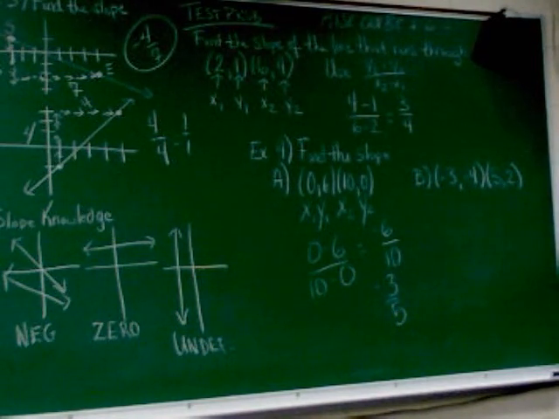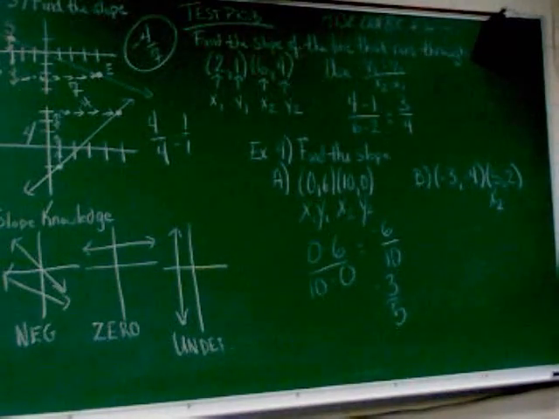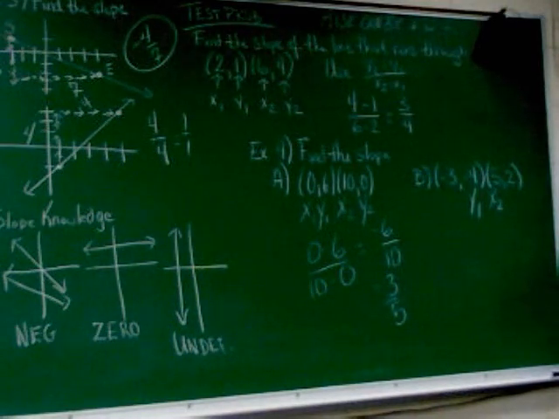All right. Let's get the other one. -3, -4, 5, comma 2. Okay, what number up there is x2? x2, Victoria? 5. 5. What number up there is y1? Kurt? -4. Good. What number up there is x1? x1. Sarah? -3. -3.